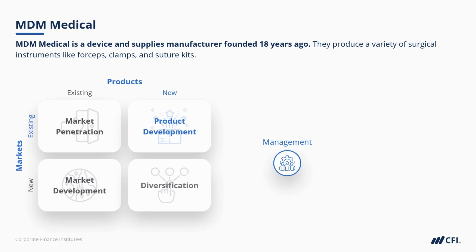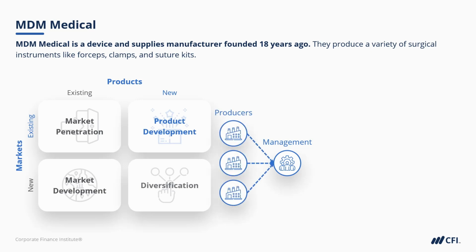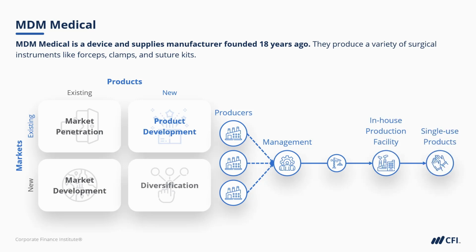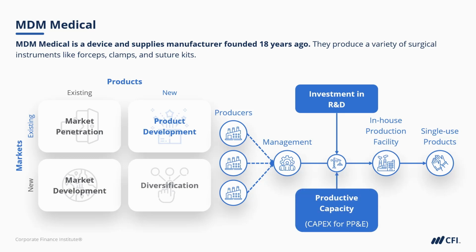Management considered several acquisition targets to simply buy production, but ultimately decided to build out their in-house capabilities and try to produce gloves, gauzes, gowns, masks, and the like internally. We know that this will require investment in both research and development, or R&D, as well as in productive capacity, meaning CapEx for plant and equipment. As an important aside, management has indicated that they intend to debt finance some of this capital expenditure.